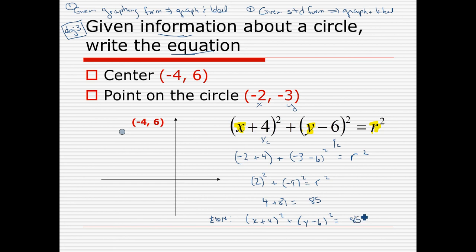Now remember, 85 is not the radius. 85 is the radius what? Squared. So the radius isn't an integer. What is the radius? This means the radius is plus and minus the square root of 85. You go up root 85, down root 85, right root 85, left root 85. And what is the square root of 85? Is it bigger than 6? Bigger than 7? 8? 9? 10? No, it's like 9-ish.